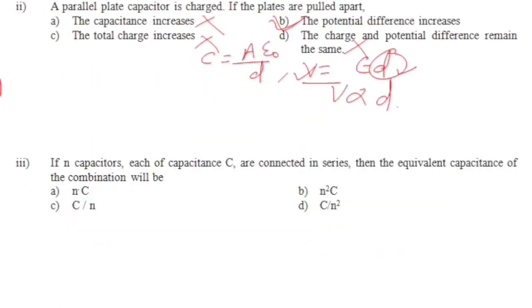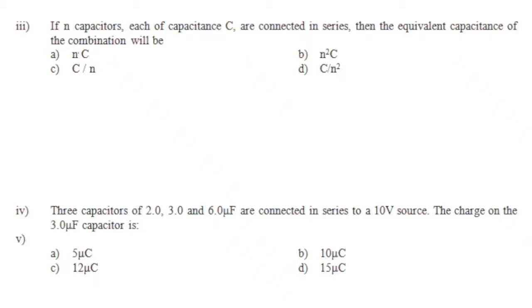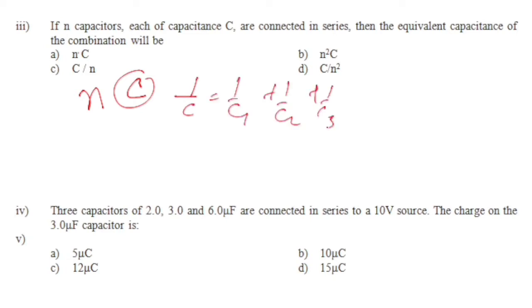The question is, if n capacitors, each of capacitance C, are connected in series. There are n capacitors, each having capacitance C, connected in series. The equivalent capacitance of the combination will be what? What is the formula for series combination? 1 by C equals 1 by C1 plus 1 by C2 plus 1 by C3 plus and so on up to 1 by Cn. And all capacitors have the same capacitance C.